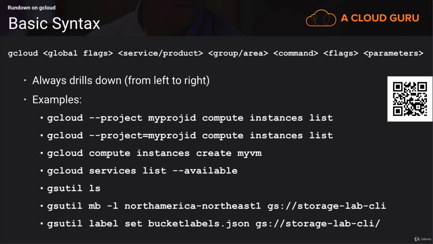For this example, gsutil also has you specify the area, which is label. The command is to set, and that command takes two parameters. The first parameter is the name of the file that has the label's JSON document, and the second parameter is the bucket that you want to act on.